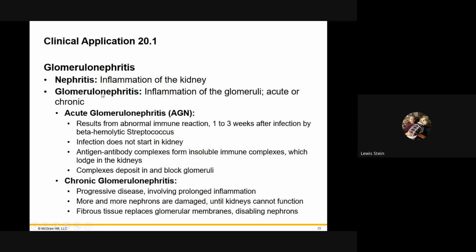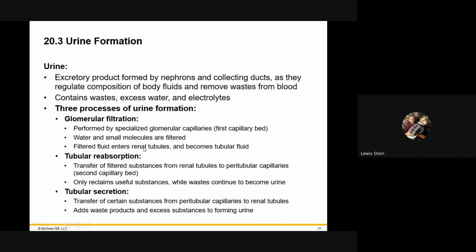And these are just some of the things that can go wrong. And we've covered a fair amount of this already. And again, these are the big processes: filtration, reabsorption, and secretion. I also think that the way we concentrate urine is really another important process.